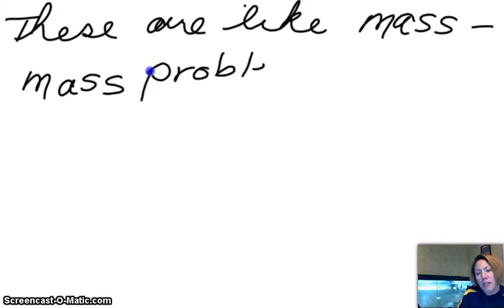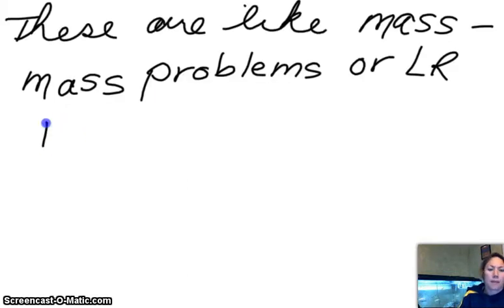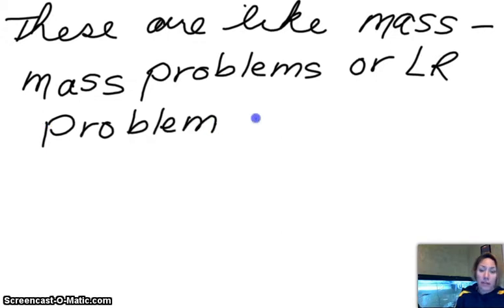The difference between these and mass-mass problems or limiting reagent problems is that in those problems, obviously you're given a mass and they want you to find another mass. Usually in these problems you're given molarity and volume and they want you to find a concentration. But the process that you do to get there, remember, convert what you're given to moles, use the moles of the limiting reagent to find the moles of the product, that's all the same. It's just now we have another way to find moles.